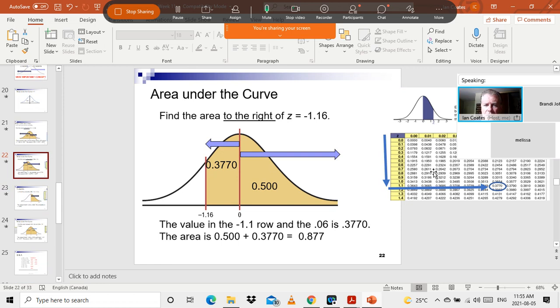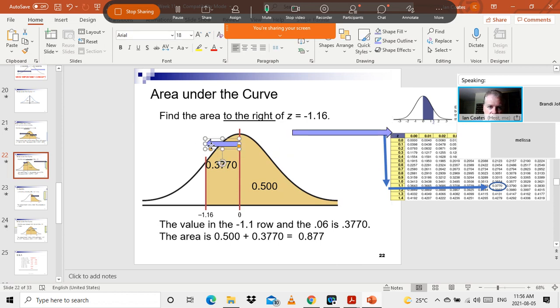Okay, here's another one. Find the probability to the right of z equal to negative 0.116. So, again, this is what you would get on a test. I would just give you this and this. You may not even get this graph. What would you do if I didn't give you the graph? Well, you draw it. There's your mean, 0. Z is equal to negative 1.16, so this is 1.16 standard deviations away from the mean in a negative fashion. So it's right here.